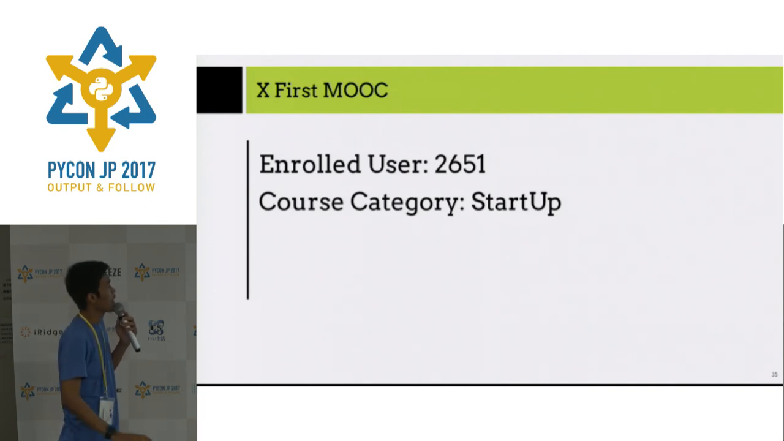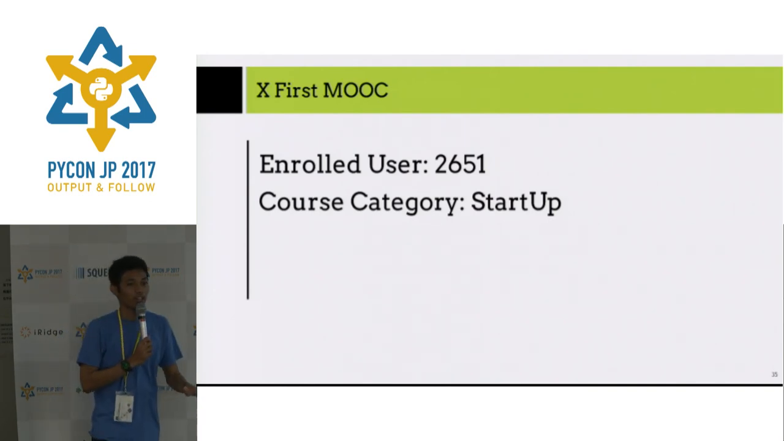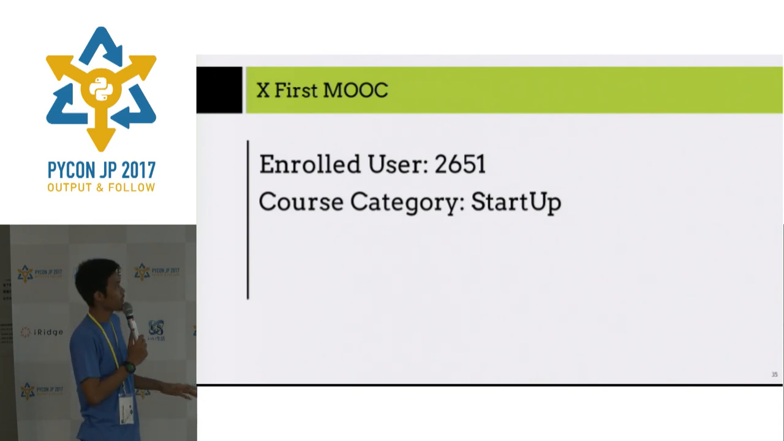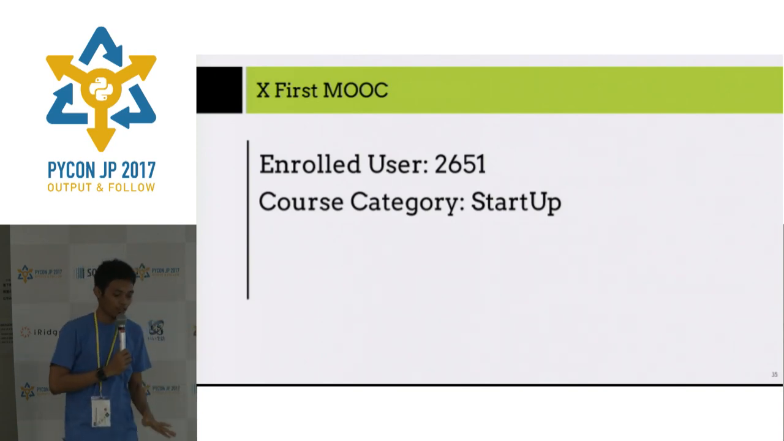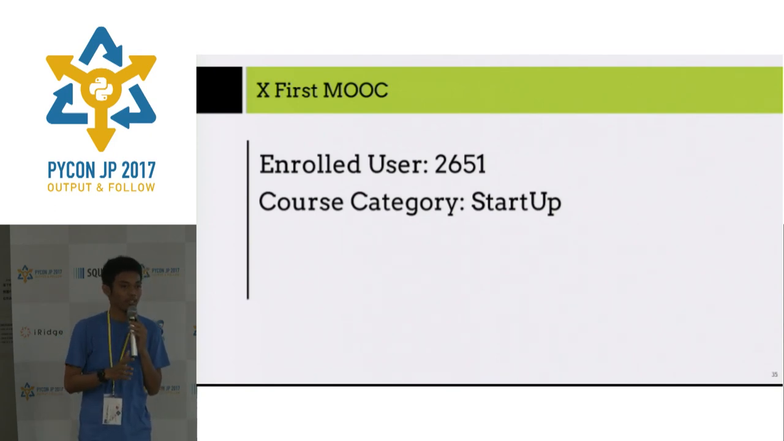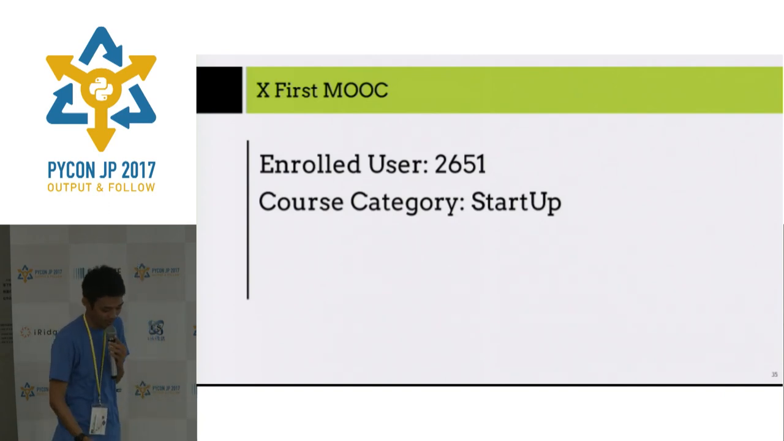Okay. For example, we take one course. We have more than 2,000 enrolled users, and the course category is startup. It's a startup because, in this case, it's in Indonesia, and in Indonesia, the startup is a hype. Now, I think it's around the world.